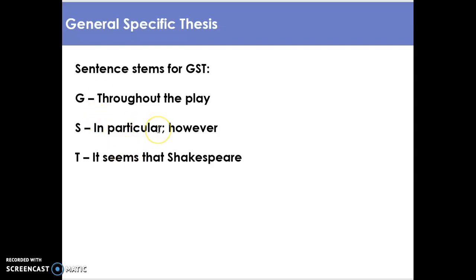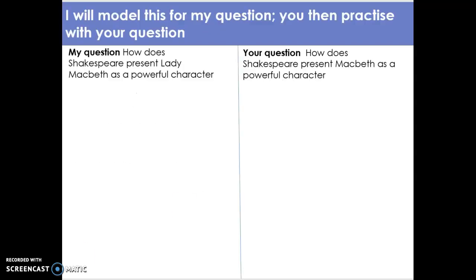In particular, to get our specific sentence, because that forces us to say something more detailed. And then also we're going to have a semicolon and the word however. This play is full of contradictions and change, and so if we use that word however, it allows us to show our understanding of those moments of change and those different ways of interpreting the play. And then finally our thesis, it seems that Shakespeare, because as soon as we use the author's surname, we're shifting away from talking about the play to talking about the authorial intention.